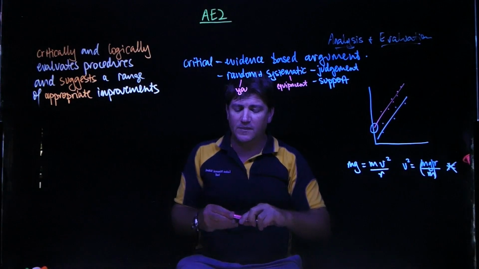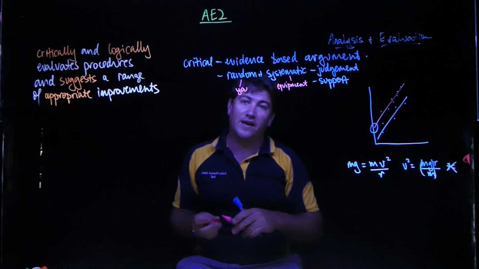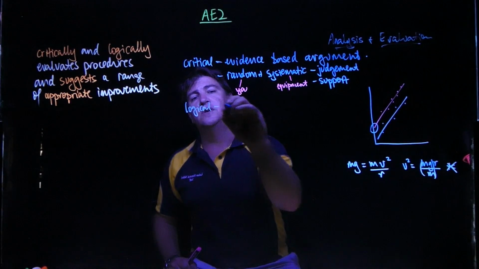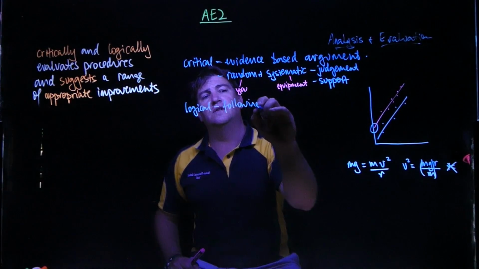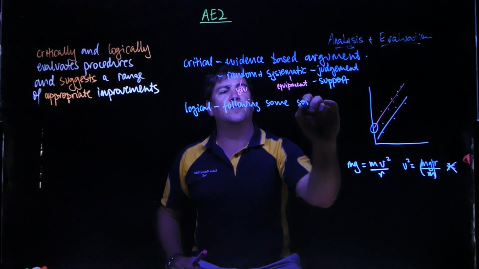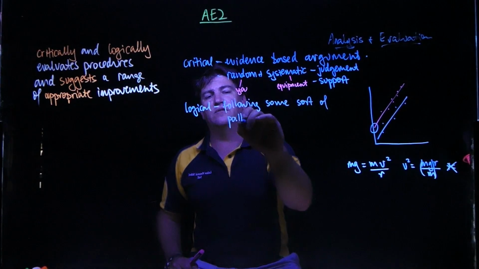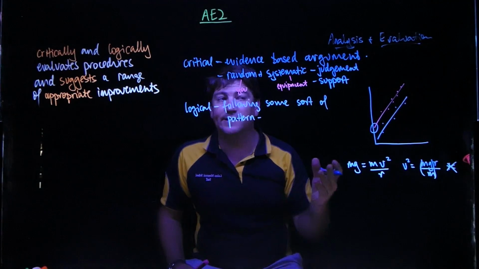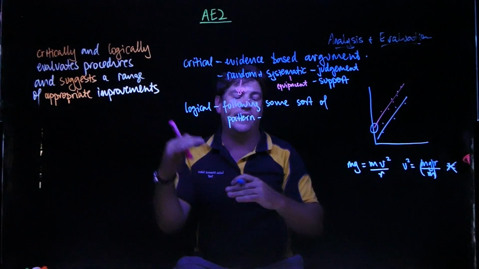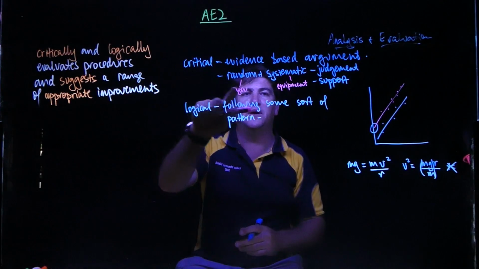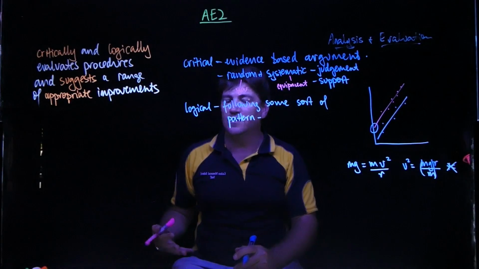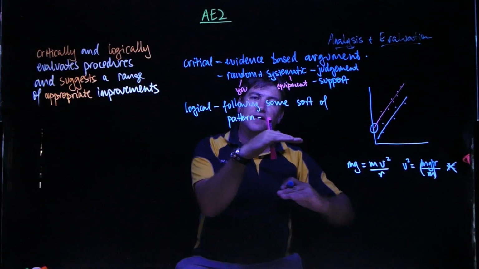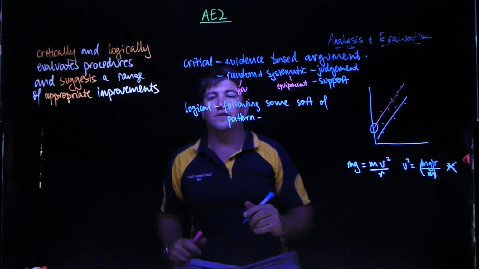Okay. So when you're critical, you're actually using evidence to support your argument. When you are logical, you are following some sort of pattern in the way you're analysing it. So it wouldn't be low precision, high systematic error, and then just start randomly assigning different parts of your method or the equipment to one or the other. You're following some sort of pattern. Okay, this section here is going to be just systematic error, then there's going to be just random error. Okay, so you're following some sort of pattern.